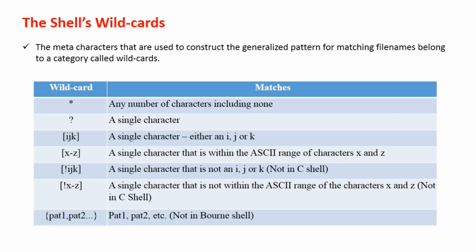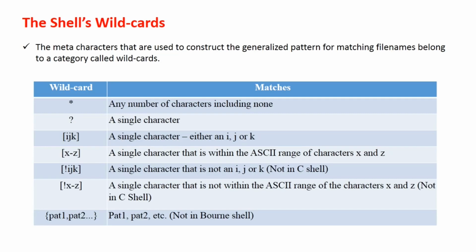Next one, inside a square bracket x to z, a single character that is within the ASCII range of characters x and z. If you use this wildcard along with any command, it checks the pattern inside this square bracket, that is x to z. So it checks only x, y and z.